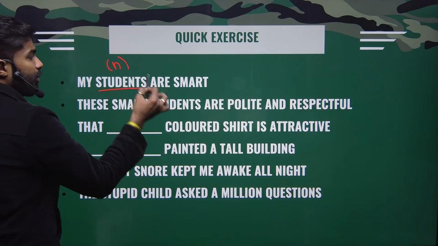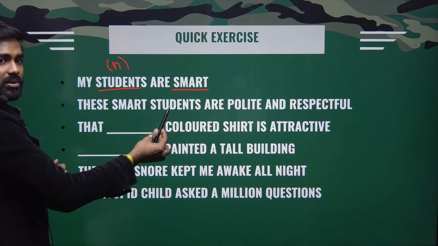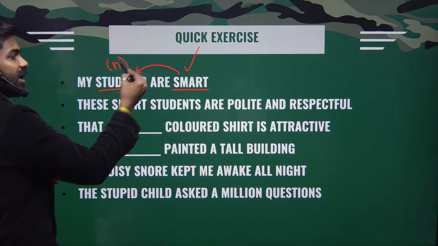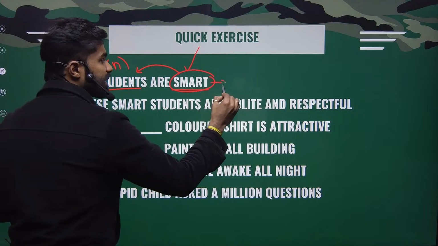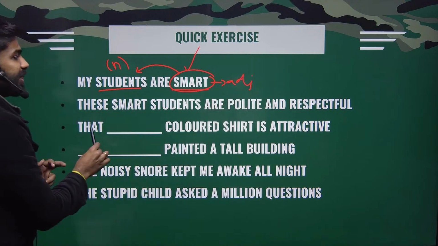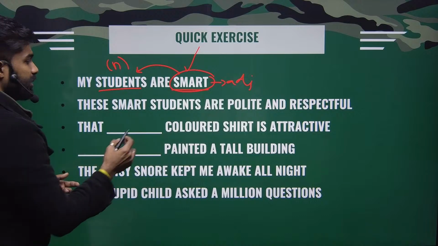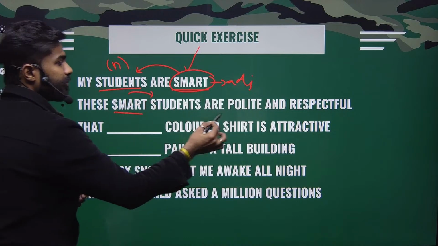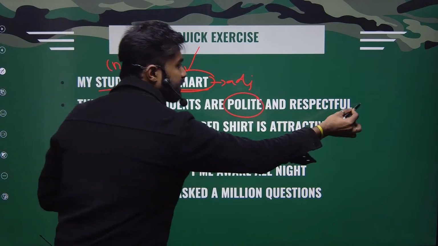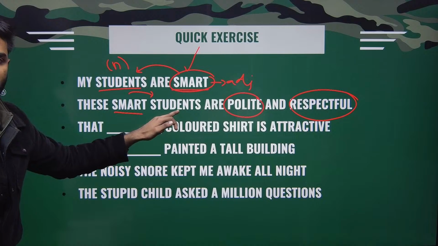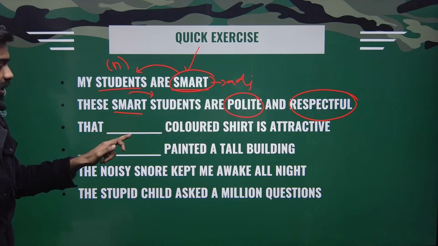Students, noun, are smart. How are these students? What is the quality of these students? These students are smart. So this smart is modifying my noun, so I call this smart an adjective. See, these smart students are polite and respectful. Smart students, how are they? They are polite, they are respectful. Again, these two are giving additional information about students. So I call them adjectives.